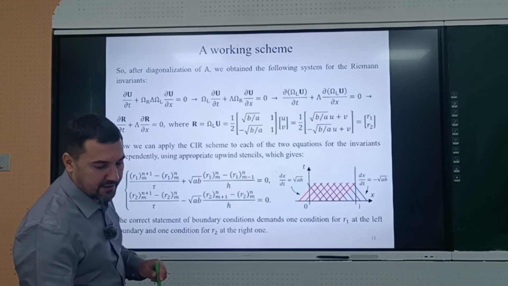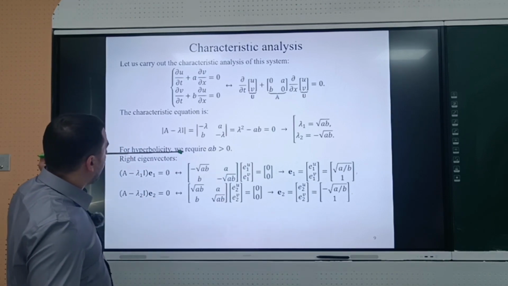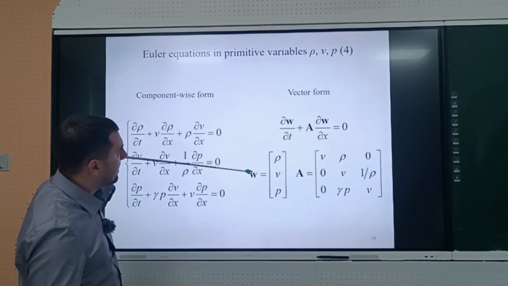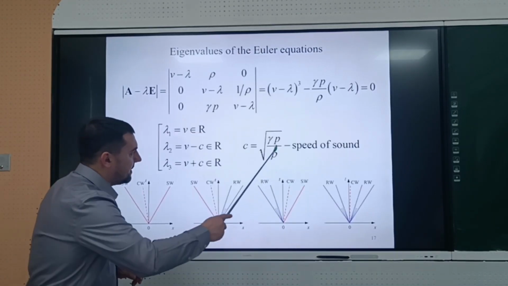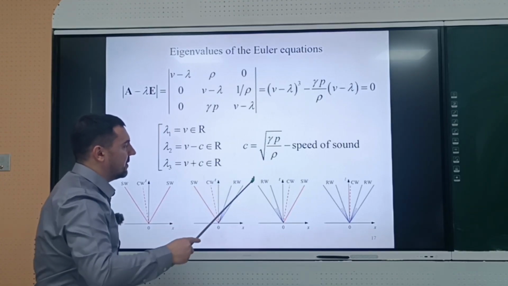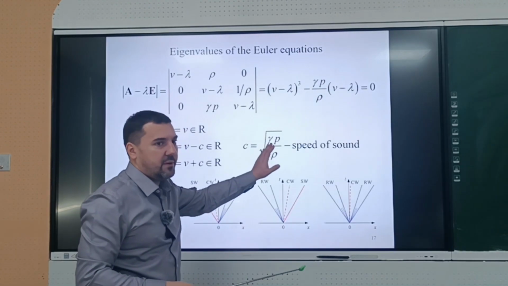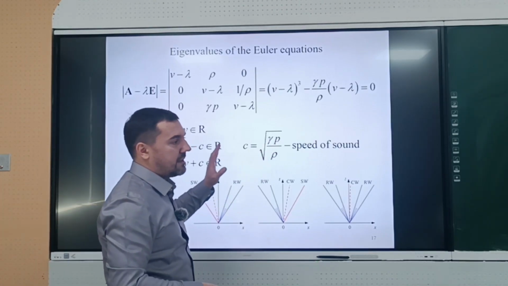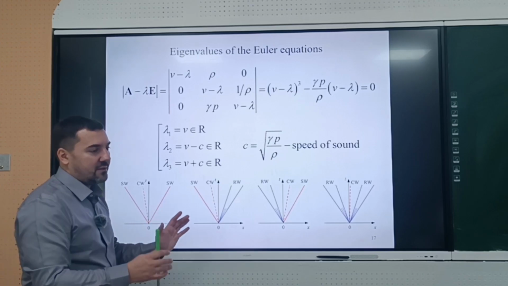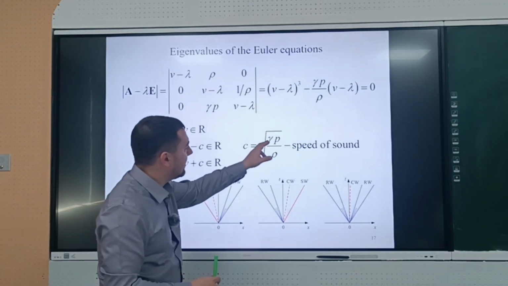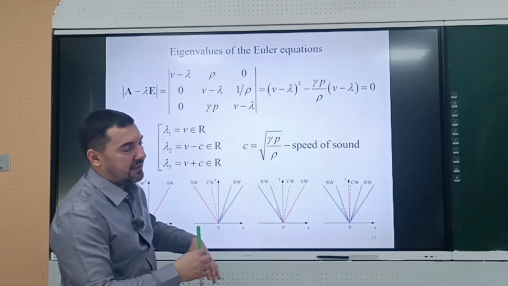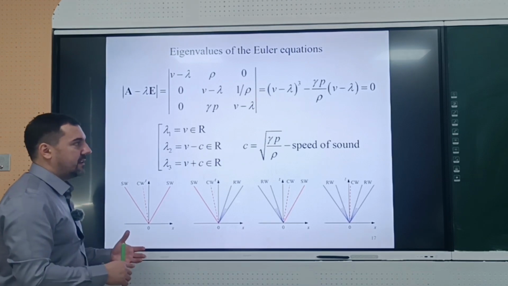Actually, we should demand, like for that very simple example that we considered, in which we said that for hyperbolicity AB should be greater than 0. In the same manner, the system is hyperbolic if this quantity is greater than 0. For the ideal gas, for sure, gamma p over rho is greater than 0. But if you consider some media with a much more complex equation of state, it's possible that what is here will not be greater than 0. And there can be issues regarding this.